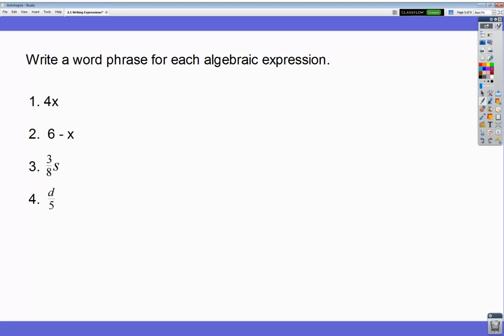Remember that when we have a constant and a variable next to it, it means to multiply. So one way that we could say this is we could say simply 4 times x, or we could say 4 times a number x. We could also say the product of 4 and x, or of 4 and some number x. I'm just going to write the product of 4 and x.